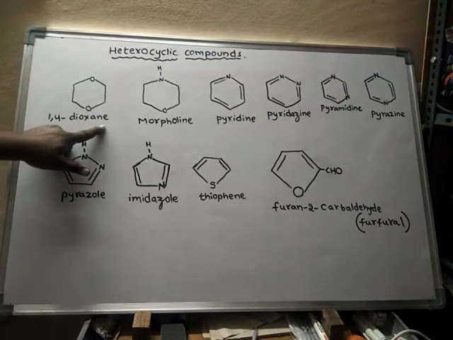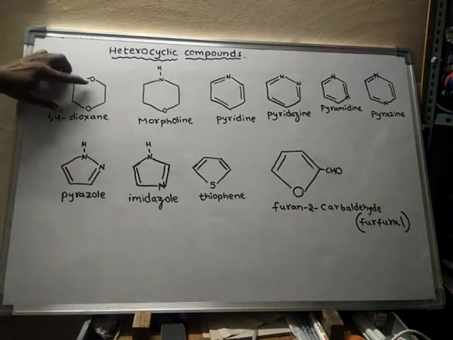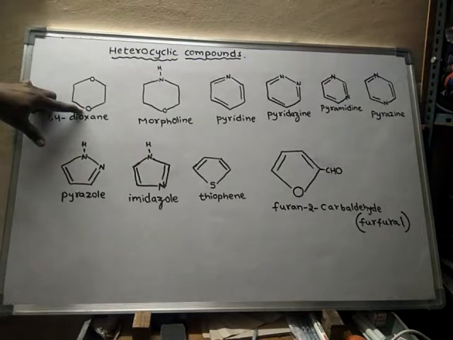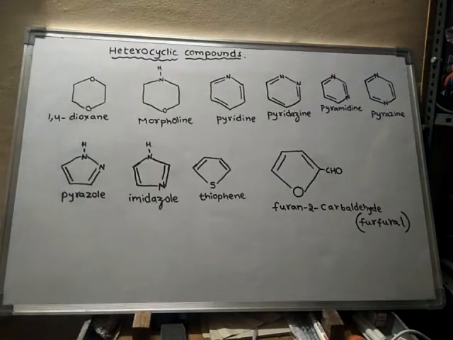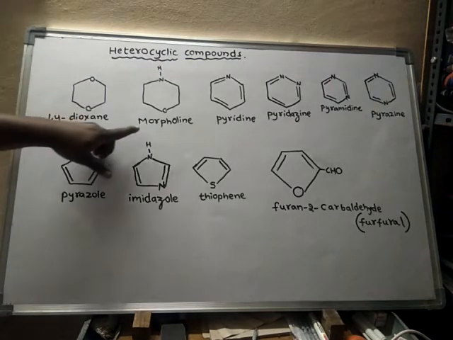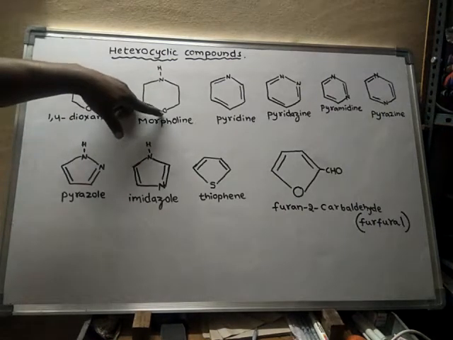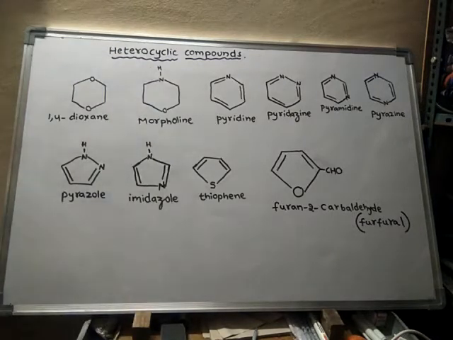1,4-dioxane. Okay, first on here, this oxygen, and here on the fourth position. So 1,4-dioxane. This is called 1,4-dioxane. This is called morpholine. In morpholine, you will find oxygen and nitrogen. Okay, on nitrogen there is one hydrogen.